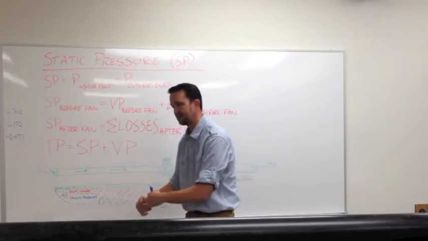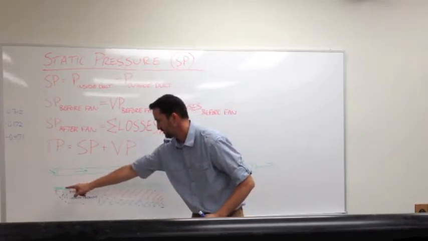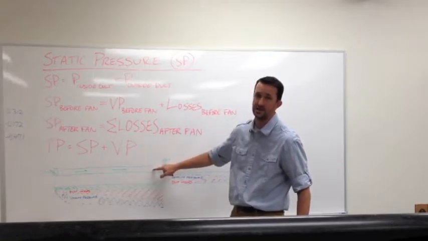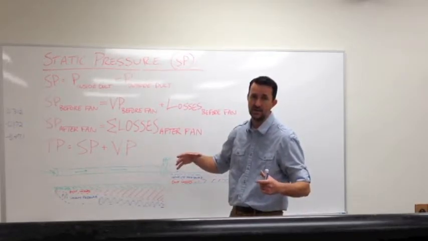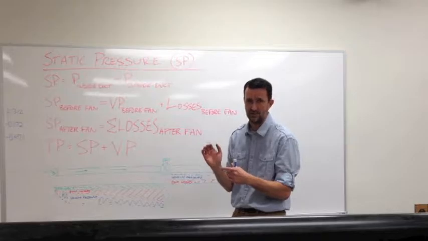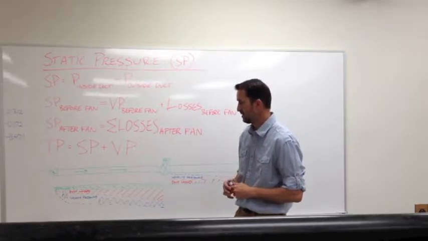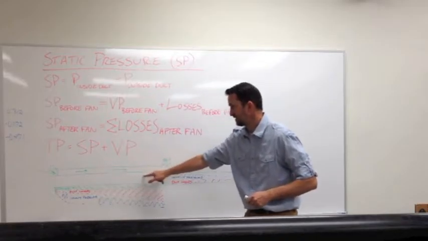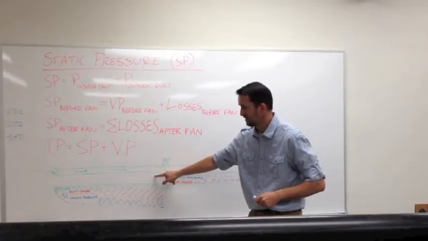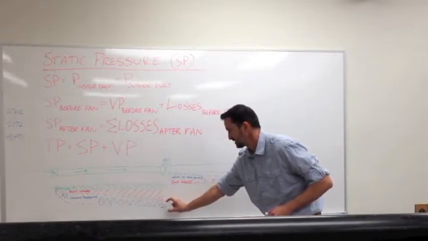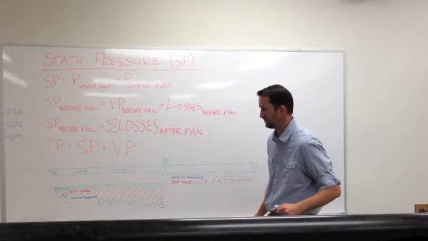So now the air is moving, it has pressure, and that velocity pressure is the same through this duct, assuming that the duct remains the same diameter. Now if the diameter gets smaller, the air is going to have to, of course, move faster, so that velocity pressure is going to increase. But for now, we'll go with a same diameter duct, and the velocity pressure remains the same throughout that entire section because the velocity is not changing.